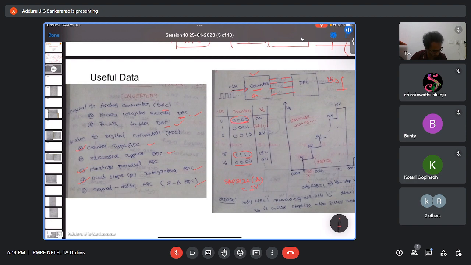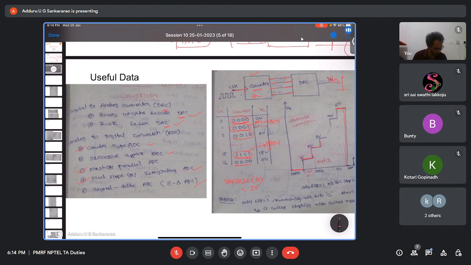When you are giving all zeros, the output is 0 volts. Now 0001, the counter is incrementing slowly. Step size is 1 volt, so its decimal equivalent is 1, and 1 into step size of 1 volt is 1 volt. After that 2 volts, 3 volts, like that. Finally 1111, which is 15 into 1 volt step size, so 15 volts. Again it goes to 0. This way we'll get the output of the DAC.